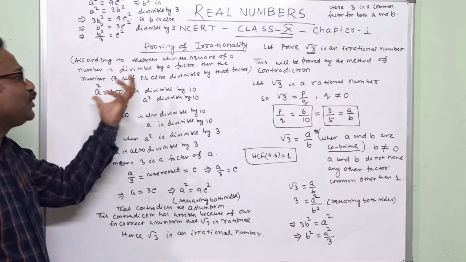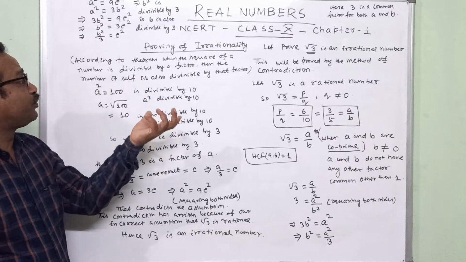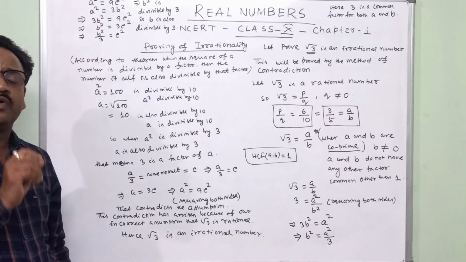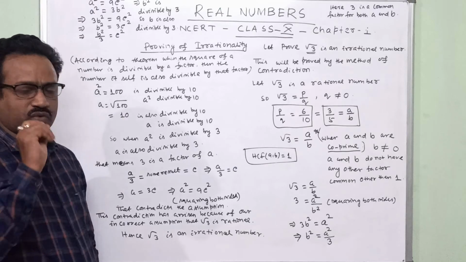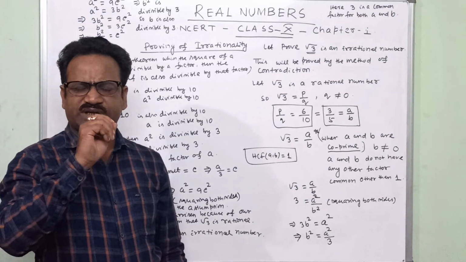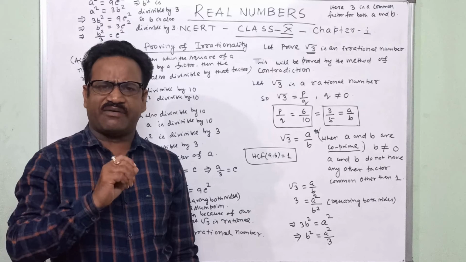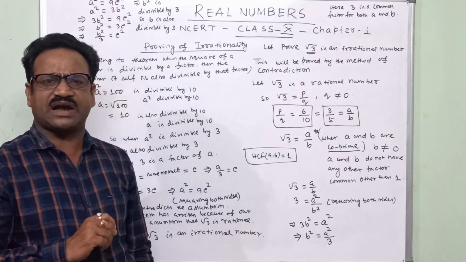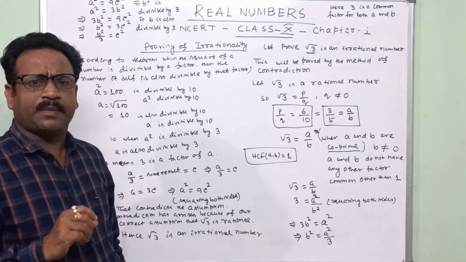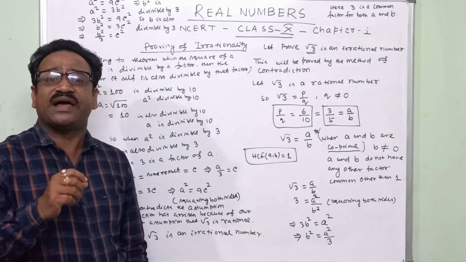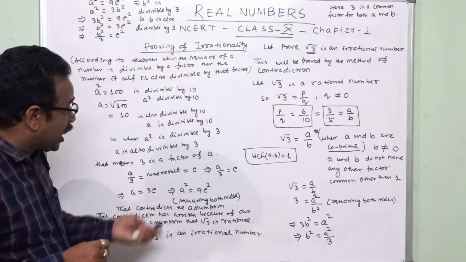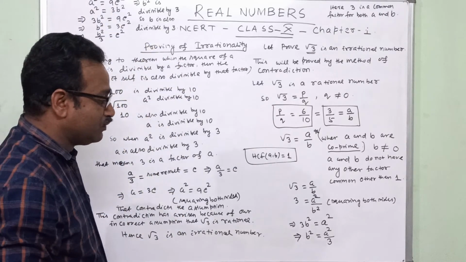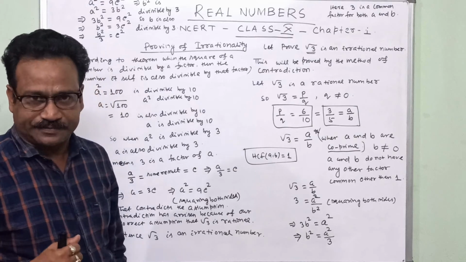Now if you are thorough about this proof of root 3 being an irrational number, you can prove root 2 is an irrational number, root 5, root 7, root 11, root 13, root 15 are irrational numbers. So many numbers. You try to solve them on your own by following these steps and this theorem. So now we will move on to the next question.